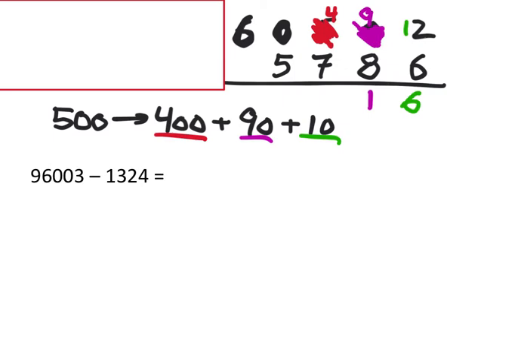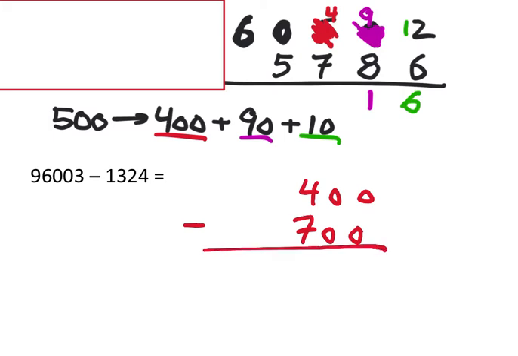Again, let me just show what is actually happening here. What I'm looking at is really 400 minus 700. This is because I'm in the hundreds place value. We don't usually show those zeros right here, but whether you do or not doesn't matter. It is 400 minus 700. That is essentially what we're looking at. But I'm taking away too much.